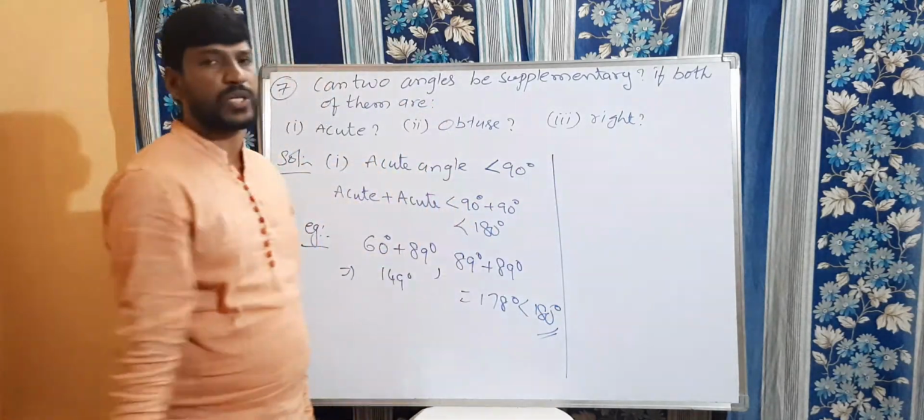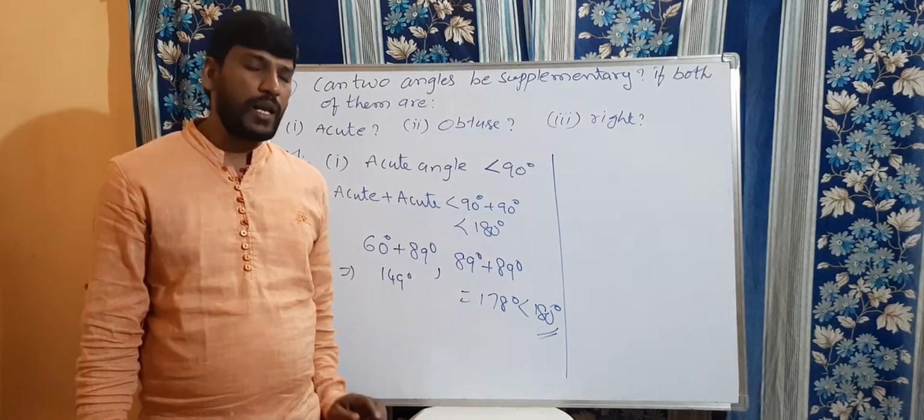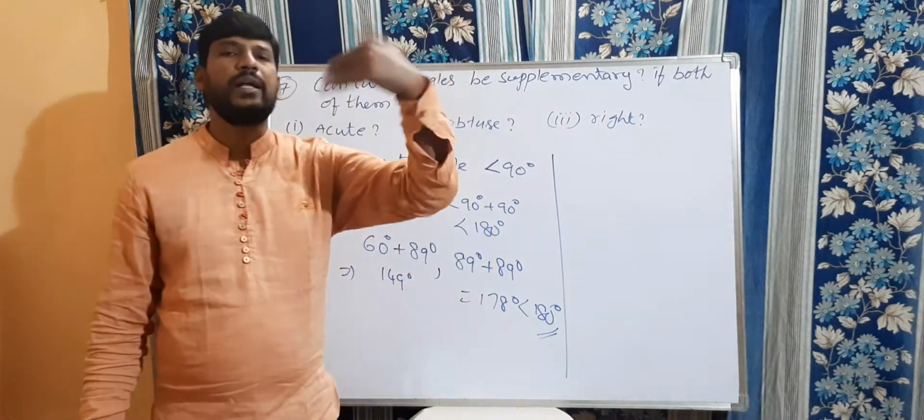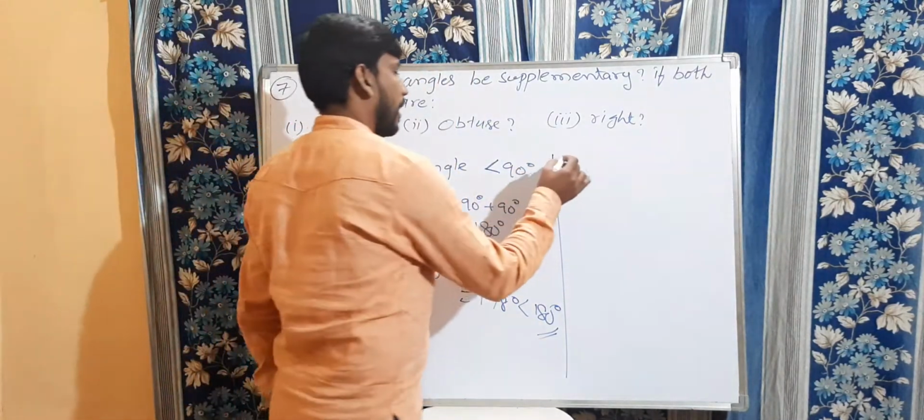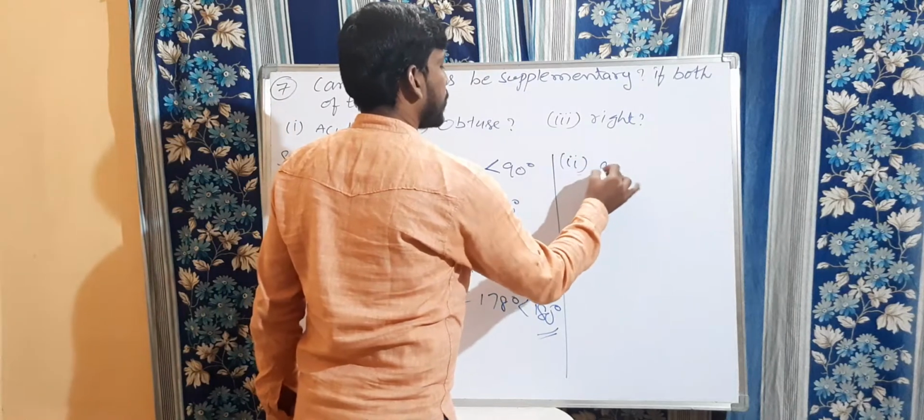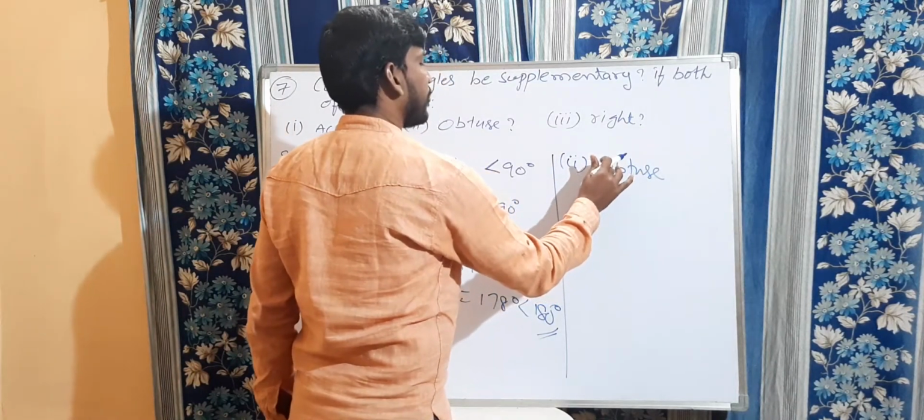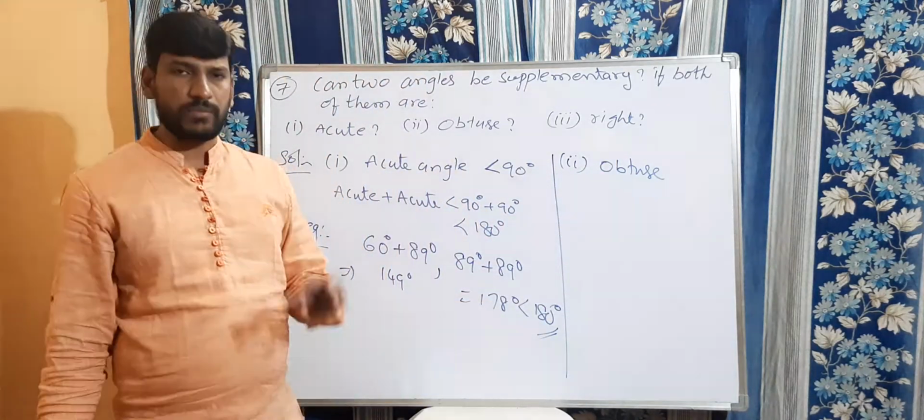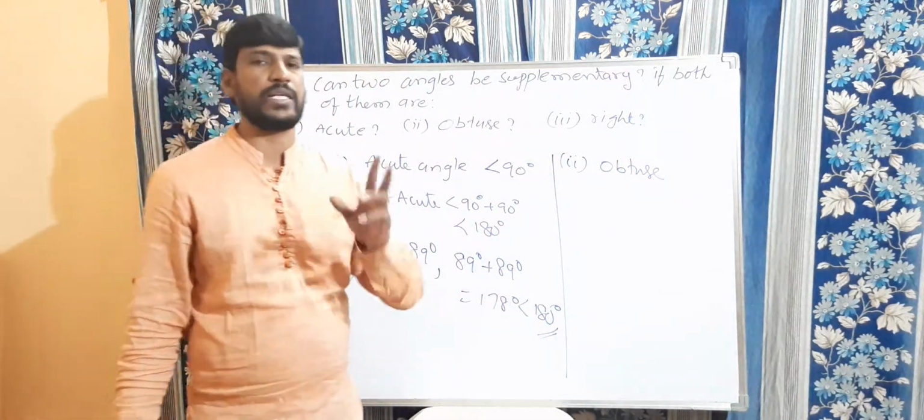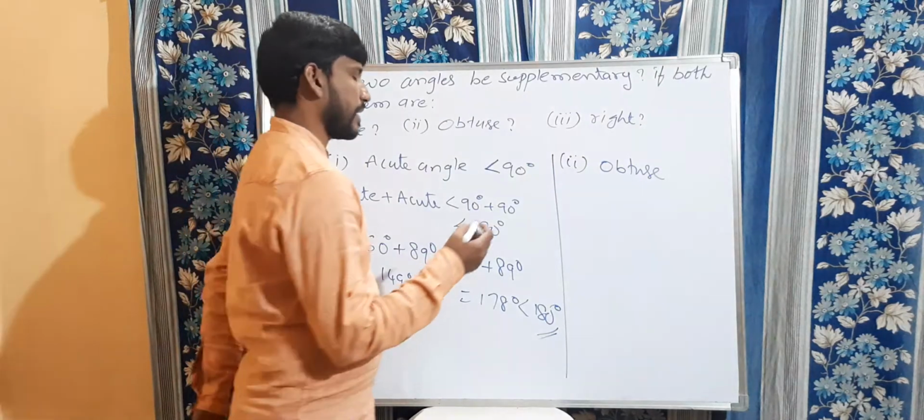Let us take the obtuse angle. What is meant by an obtuse angle? It is more than 90 and less than 180. Okay? The second one is the obtuse angle. Now, let us see whether the sum of two obtuse angles will be 180 degrees or not. That we are going to discuss.